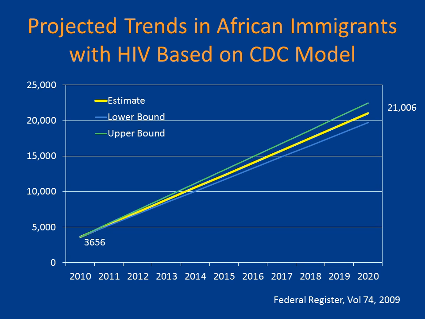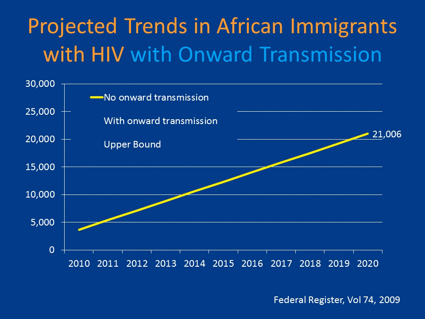One of the issues with this method is that it doesn't take into account the possibility of onward transmission, or people who are living here with HIV and unaware of their HIV infection status, or aware, potentially transmitting HIV to others. And so the CDC also developed some numbers for what they expected the rate of onward transmission would be.